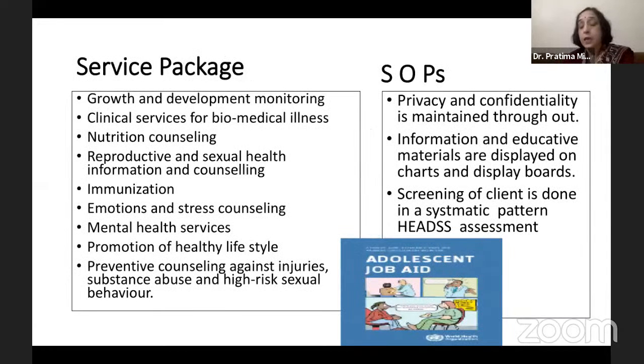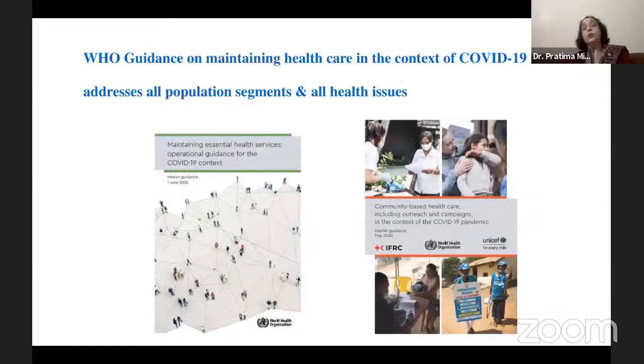So when we talk of these services, there is a service package which has been decided and standardized, which should be available in these services, and there are SOPs which have been standardized. There is an adolescent job aid, which tells us that if a patient approaches you, how to go about handling an adolescent client, how to maintain privacy, how to maintain confidentiality, and how to maintain the quality of counseling services.